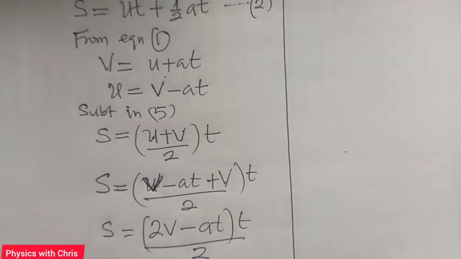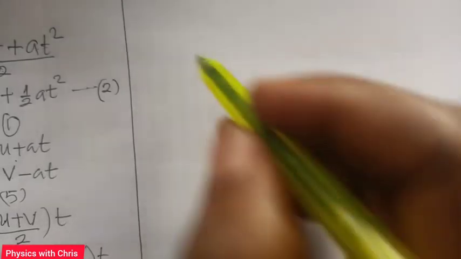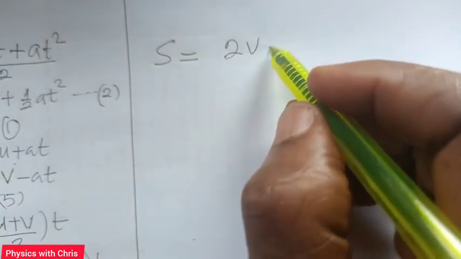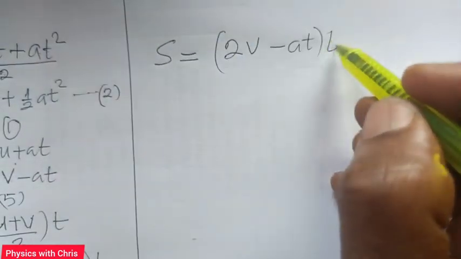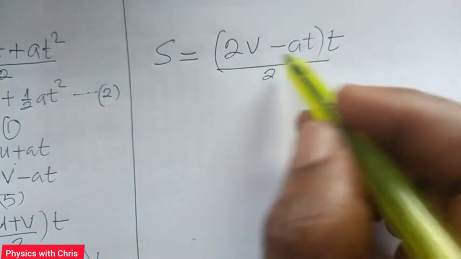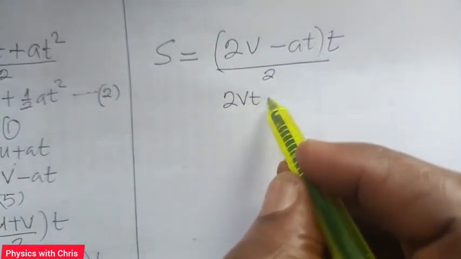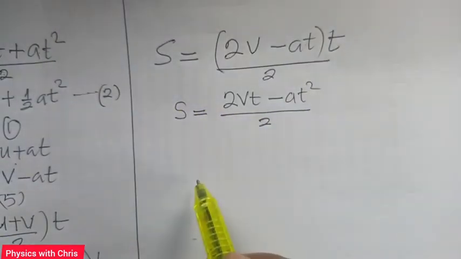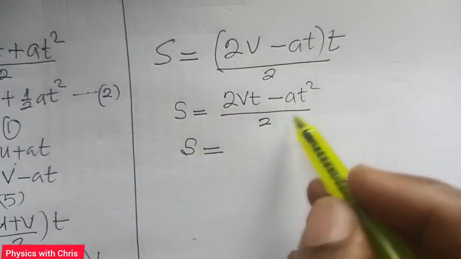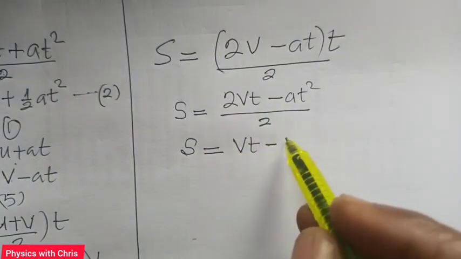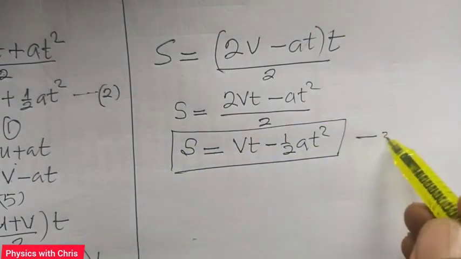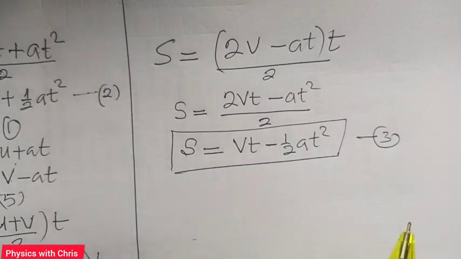So if I move to the next page to continue, we have the displacement of the body s. The displacement s equals 2v minus at, times t divided by 2. Expand the bracket, I have 2vt minus at squared divided by 2. That is equal to my distance or displacement. So that my distance s equals, dividing this, vt minus half at squared. So that gives us the third equation, the follow-up of equation 2.